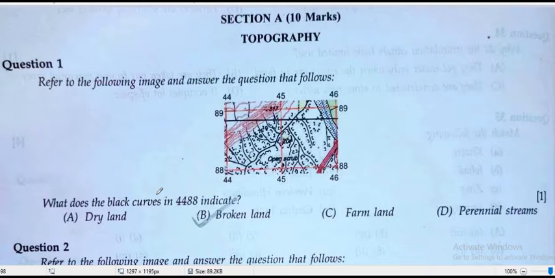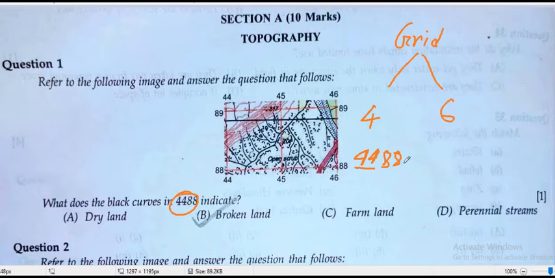Number 1. What does the black curve in 4488 indicate? So they show us the grid reference. Grid reference can be divided into two: the 4-figure grid reference system, and the other is the 6-figure grid reference system. Here you can see four numbers, that means they show us the 4-figure grid reference system, and here the first two indicate the longitudinal line and the second two indicate the latitudinal line. So according to 4488 they show this grid.